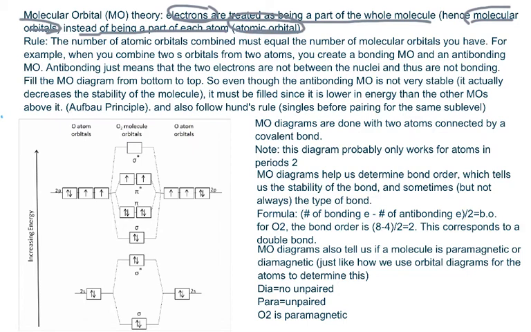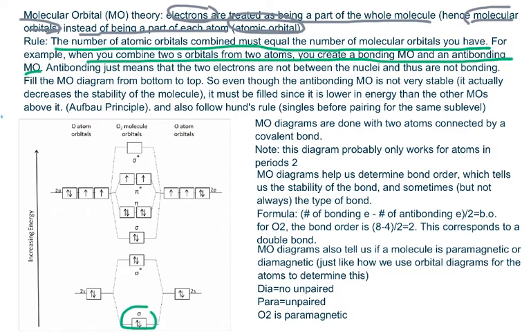So before we begin, let's talk about this rule. The number of atomic orbitals combined must equal the number of molecular orbitals you have. So, for example, when you combine two s orbitals from two atoms, you create a bonding molecular orbital and an anti-bonding molecular orbital. So, in this picture down here, you can see that this will be your bonding MO, and this with the asterisk above will be the anti-bonding MO.